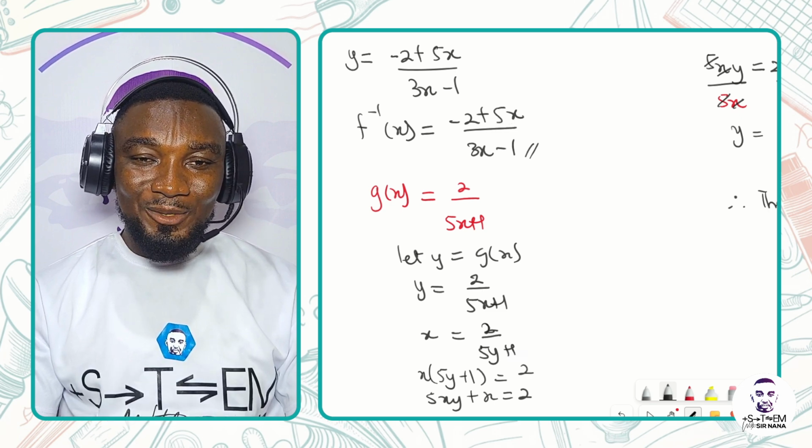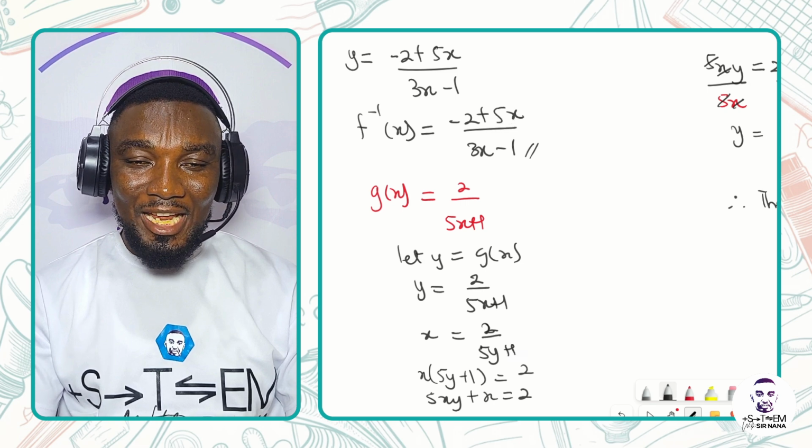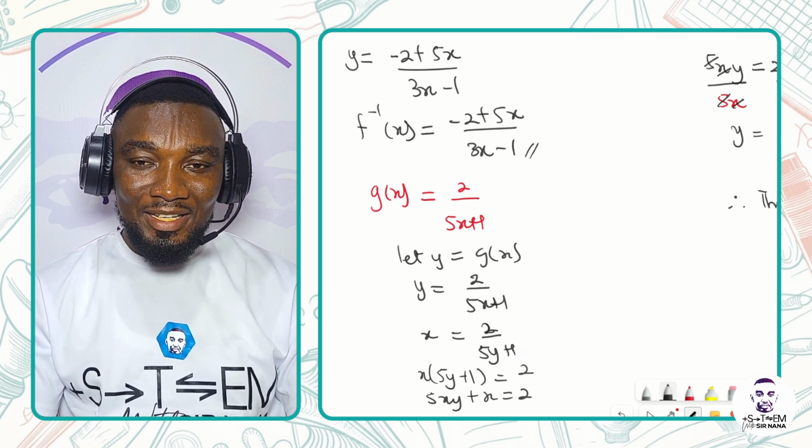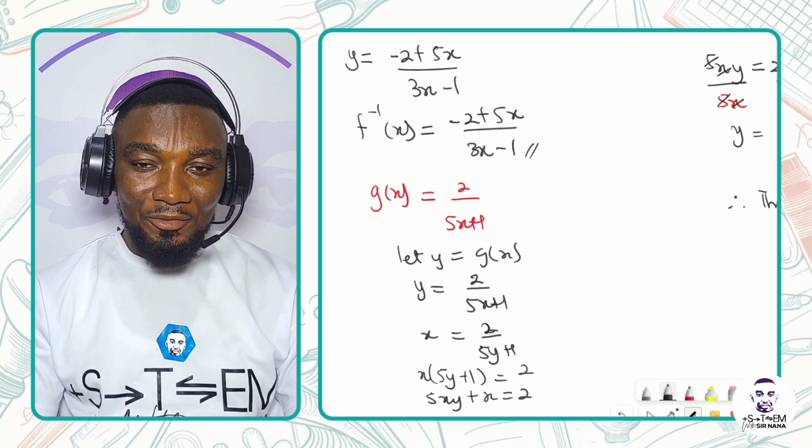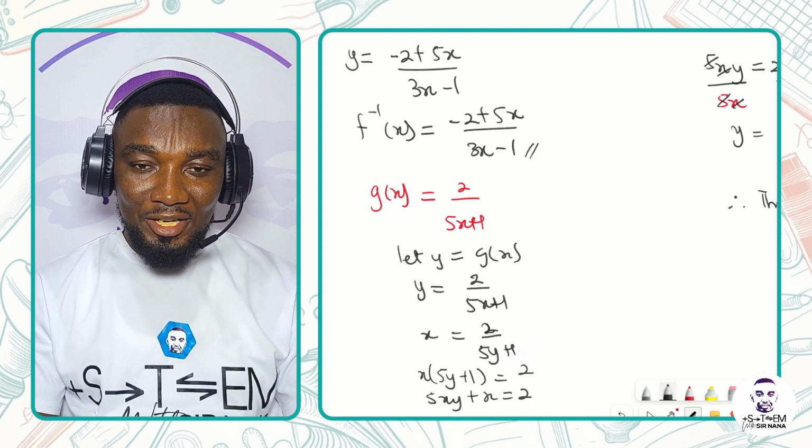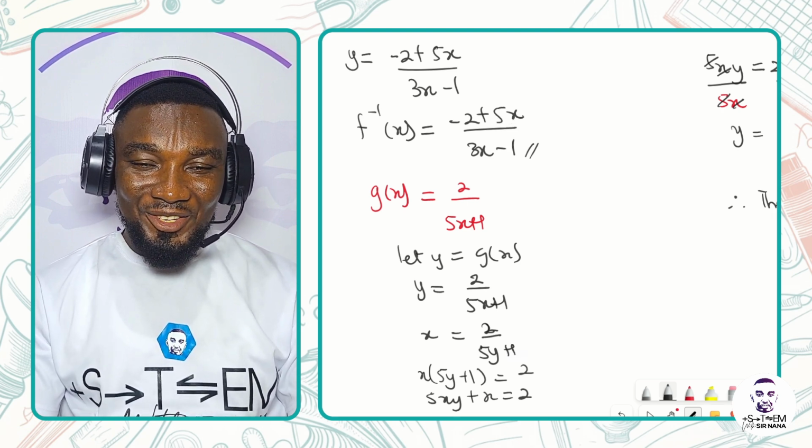In our next lesson, we want to look at some questions in order to revise all the things that we have done so far. So we'll look at things on composition, things on finding the inverse and the range using questions. See you in the next lesson.